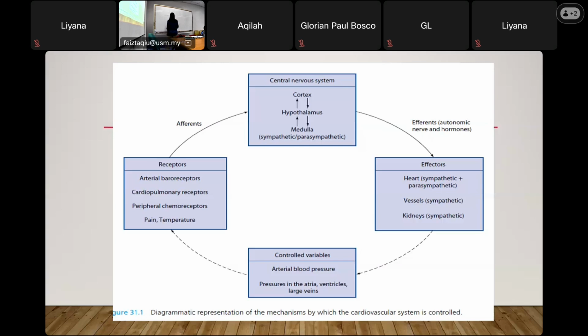So how do you draw a relationship between heart rate and stroke volume? The higher the heart rate, the higher the stroke volume. Are you sure? Are you sure? Sit down there. The higher the heart rate, the higher the stroke volume.